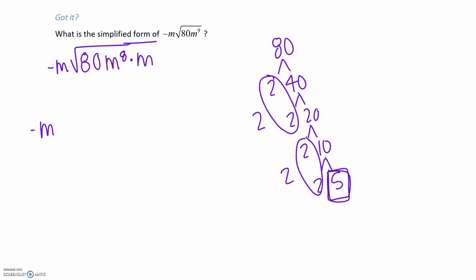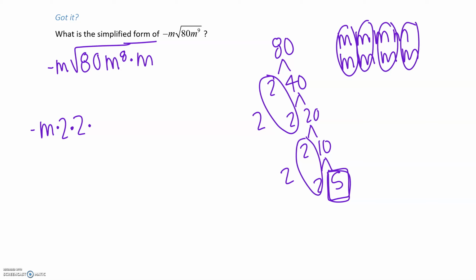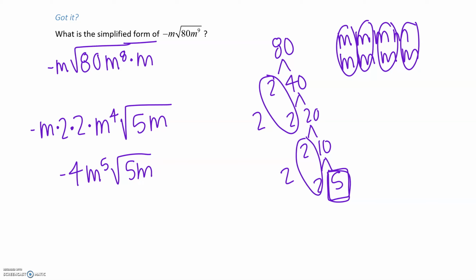So we're going to pull 2 out of here and a 2 out of here. So that's going to give us negative m times 2 times 2 times. We have 8 m's, so 1, 2, 3, 4, 5, 6, 7, 8. Got 1, 2, 3, 4 pairs of m's, so we're going to have m to the 4th on the outside, and that leaves us with 5m on the inside. So when we multiply this negative m times m to the 4th, that leaves us with m to the 5th, and negative 2 times 2 gives us that negative 4 on the outside, and we are still left with this 5m on the inside.